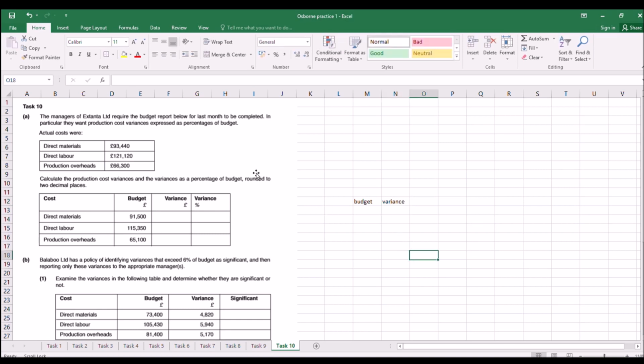Now in this question here, we're always going to have this thing of rounded to, so we're going to work out what it's going to be. And there, so variance percentage. And so we'll go materials. Budget's going to be 91,500. The actuals 93,440. And so our variance, oh sorry, our actual.